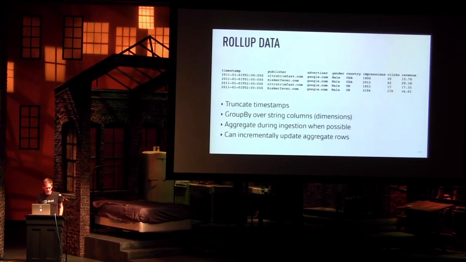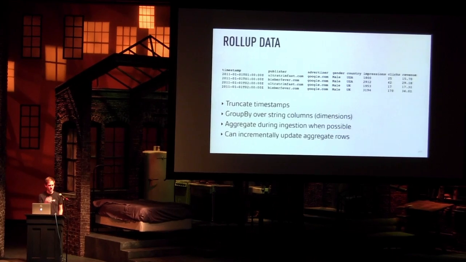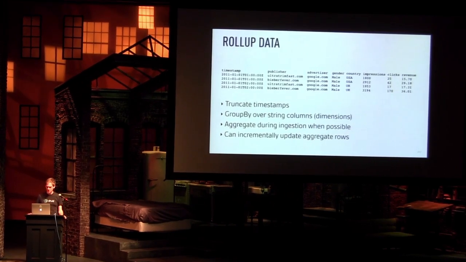What Druid will do after truncating timestamps is group by all of the string columns and then aggregate during ingestion when possible. When it is possible is if you have 2 events that occur in the same granular time window and have the same string dimensions, then they can be represented in the same row just by adding the metrics together. And so that's what's happened here.